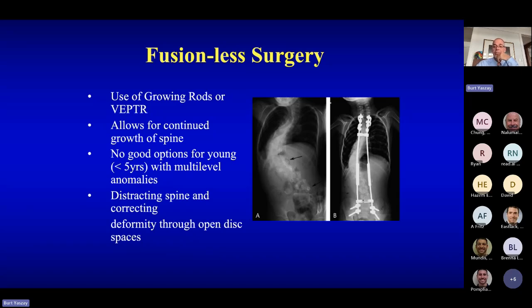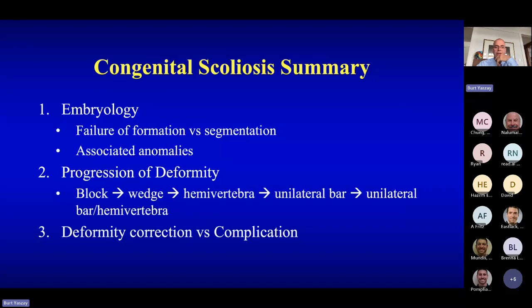Historically, most of these were treated, believe it or not, with vectors, but that device is really declining. And it just allows for continued growth. Unfortunately, these are typically more rigid. And so, of all the surgeries that we've studied for growing rods or vectors, it's really the congenital scoliosis that have been the least satisfying.